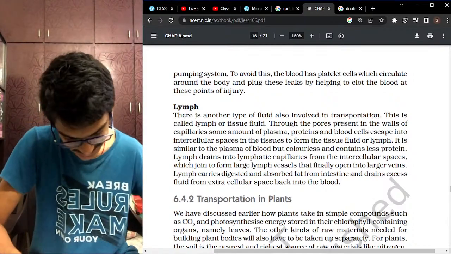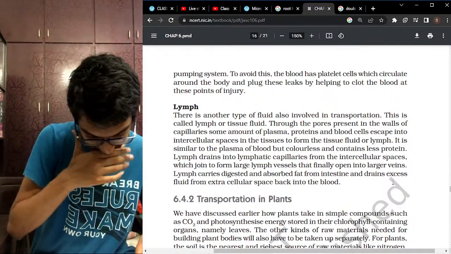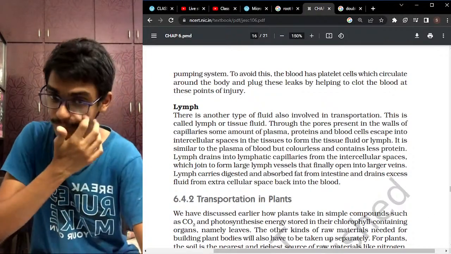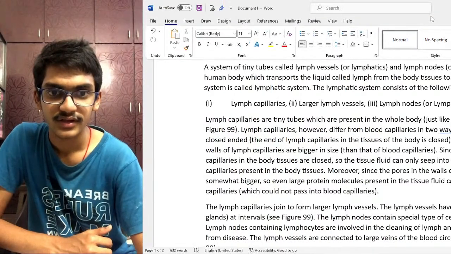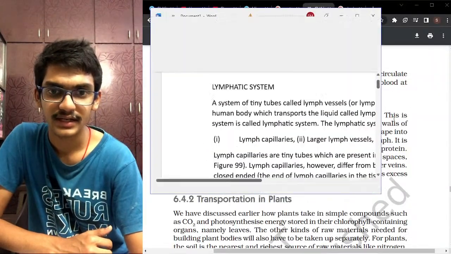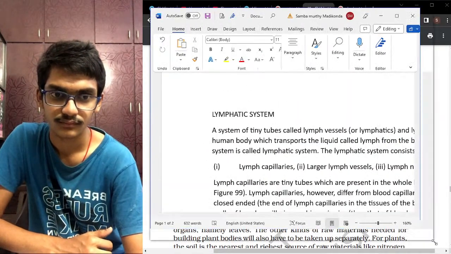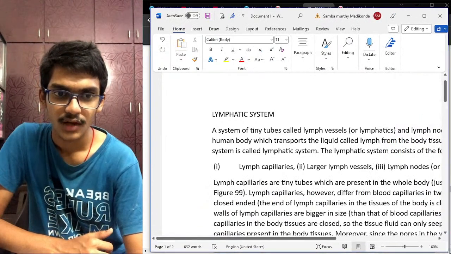So let us see what the main functions are. Let me read out some important points regarding lymph. I have prepared a document. If you see this, you will get an understanding of this entire process.